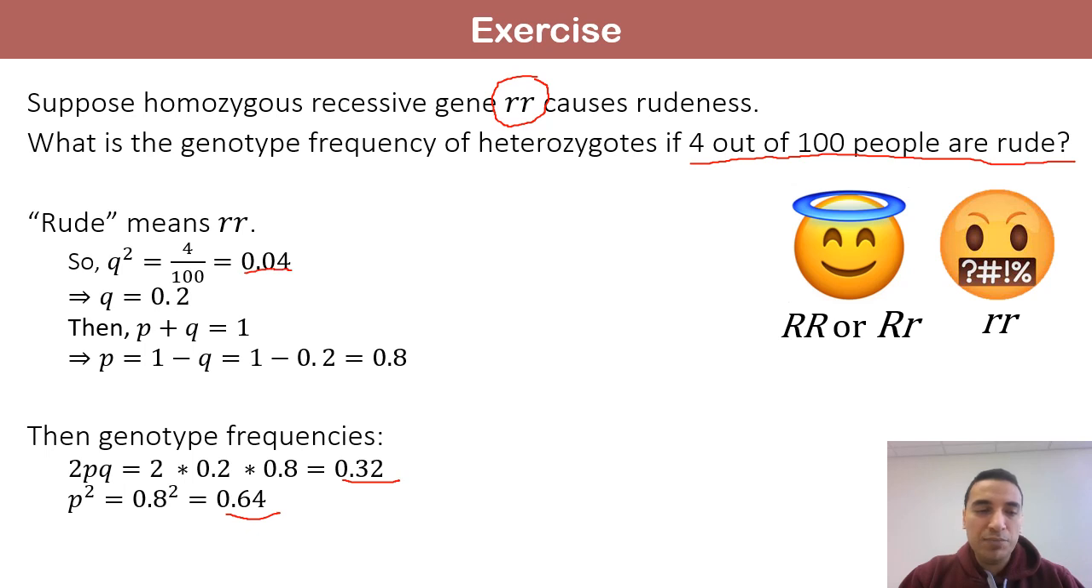Now to check that it makes sense, you can add 0.64, 0.32, and 0.04. Remember, we are adding p squared plus 2pq plus q squared. That has to sum up to 1. You can check, it should. So the question was, what is the genotype frequency of heterozygotes? Well, for the heterozygotes, it is that, right? The genotype frequency for heterozygotes is 0.32, meaning 32% of the people will have the heterozygous trait.